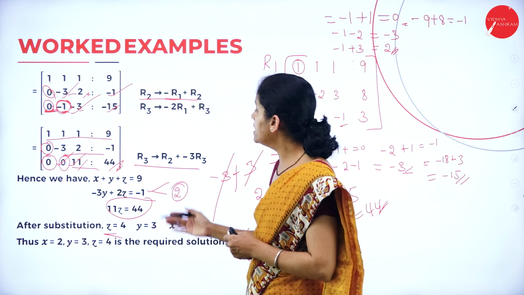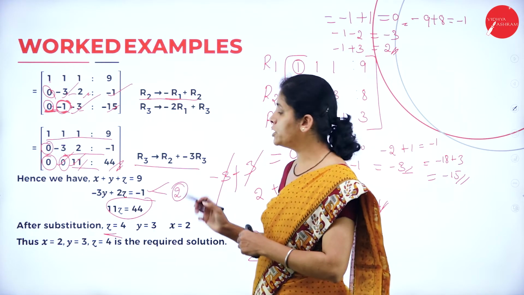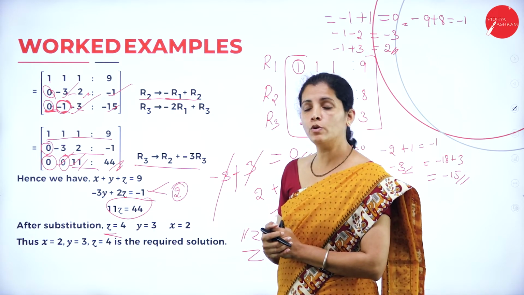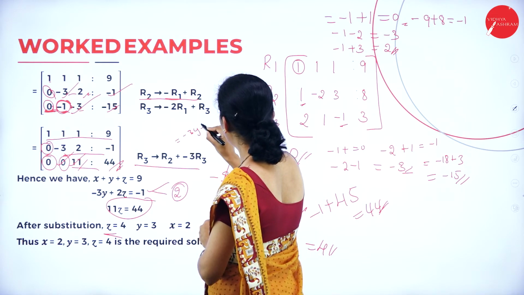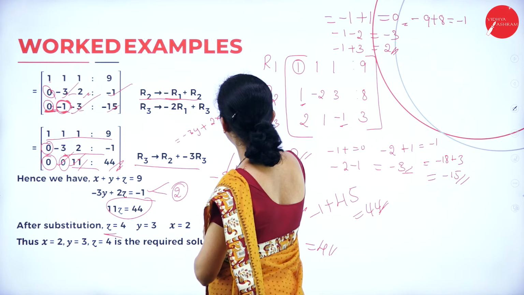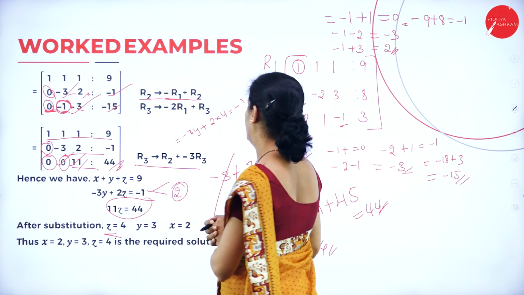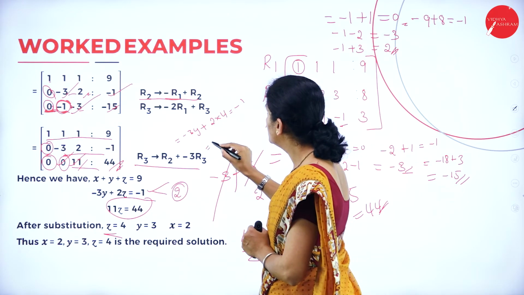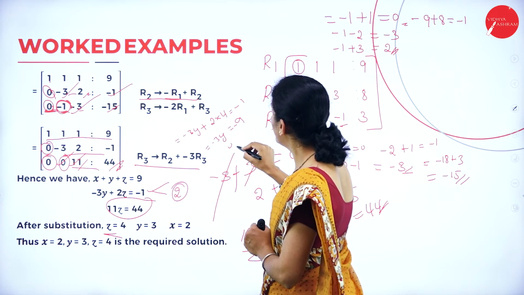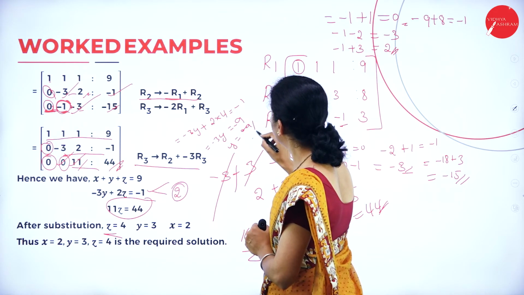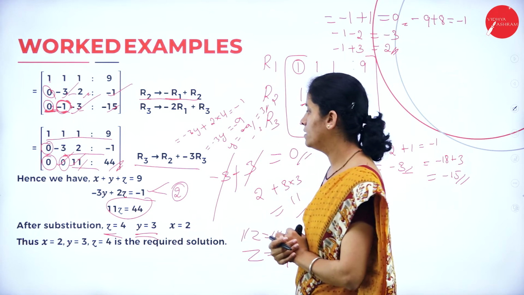Now, I got the z value, and wherever I have z in my equation 2, I am going to substitute the value. So, it is minus 3y plus 2 into 4 equal to minus 1. So, minus 3y equal to minus 9. So, y equal to minus 9 divided by minus 3, it is 3. So, y is 3.